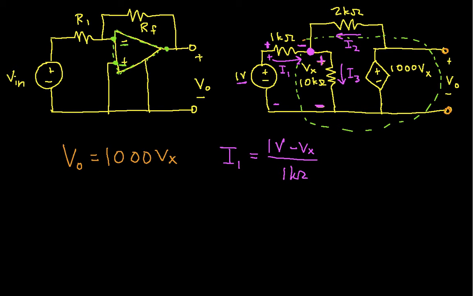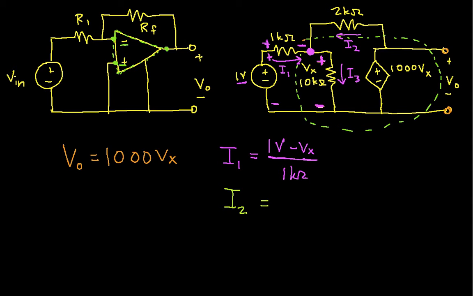And again, I can see that this is the voltage, the 1 volt minus Vx, by noting that from here to here is 1 volt, from here to here is Vx, so from here to here has to be 1 volt minus Vx. Okay, so that gives me I1 in terms of Vx.